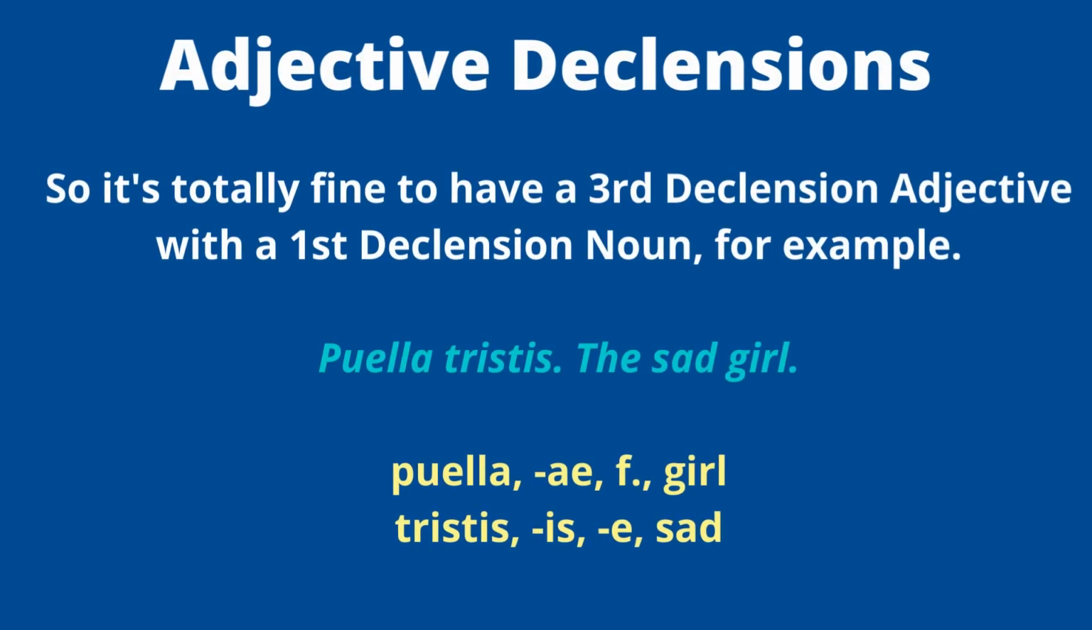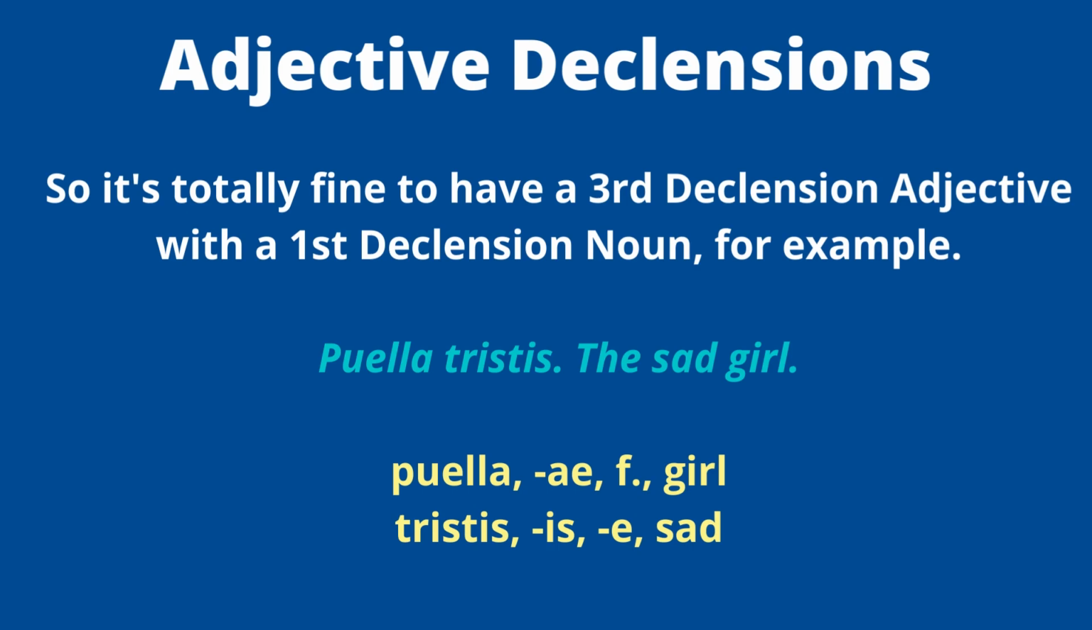But first, like I said, it's totally fine to mix the declensions, right? There's no rules here. They don't have to match. So you can have a third declension adjective going with a first declension noun. It's totally, totally fine. And this is a really important point that a lot of my students stumble on. They think you have to stick within your declension. You don't. I know that sounds a little weird, but you don't have to. So for instance, you can totally say puella tristis, right? The sad girl.